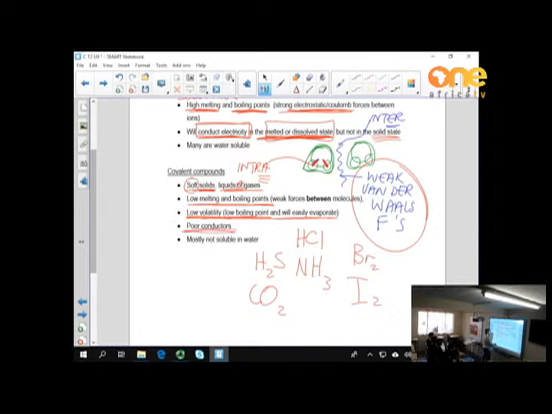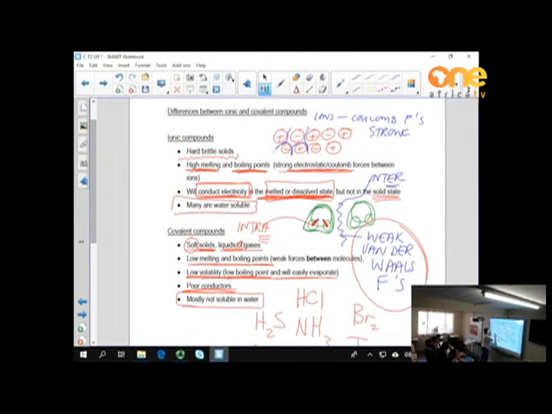They do not conduct electricity. Okay. Why don't they conduct electricity? What is electricity? Current. Moving? Charge. Are there any charges that can move? No. All right. So there are no charged particles, so it cannot conduct electricity. And the last one, mostly not soluble in water, while the ionic compounds are mostly soluble in water. Now this last one, there are quite a few exceptions to the rule.